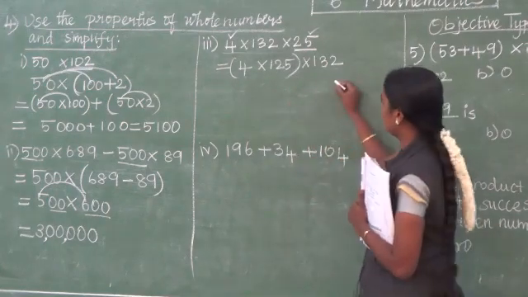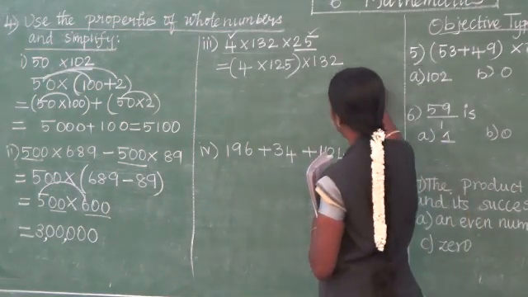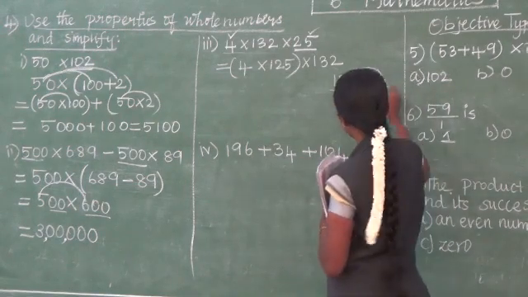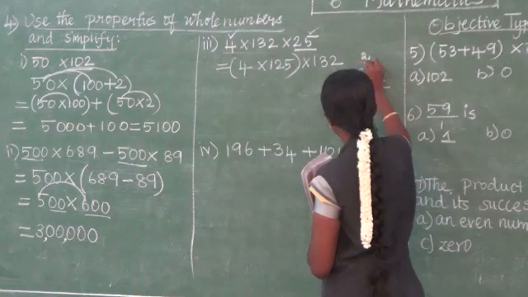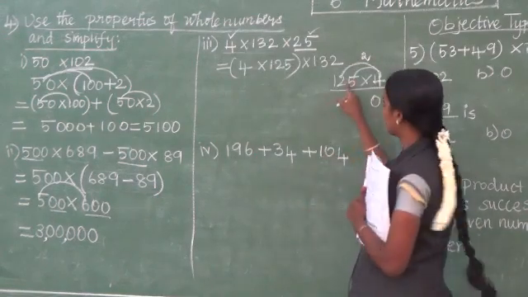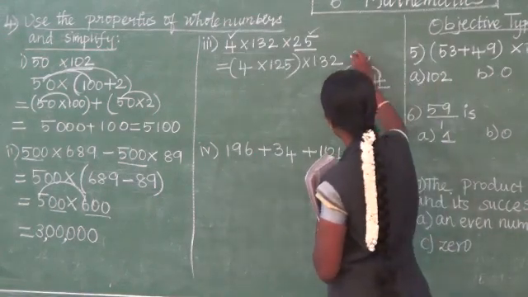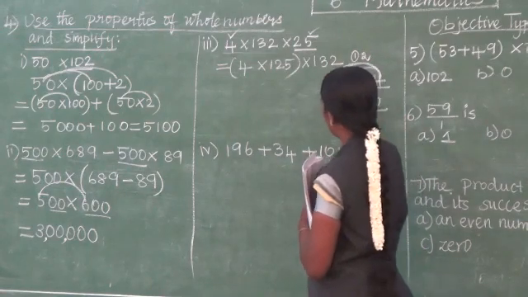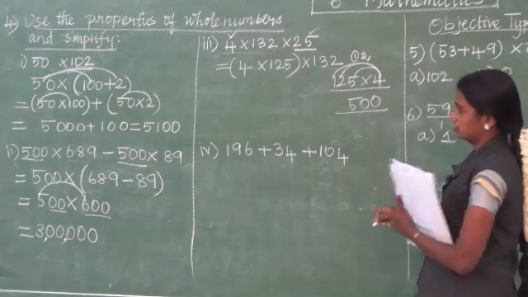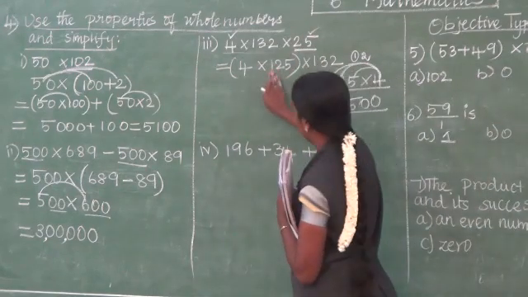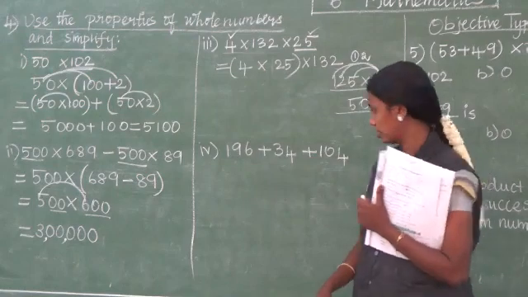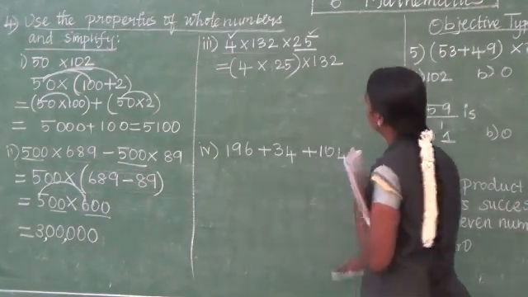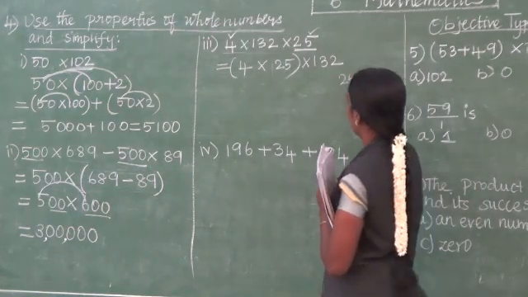Now multiply 25 into 4. 4 5s are 20, 0, remainder 2. 4 2s are 8, 8 plus 2 is 10, 0, remainder 1. 4 1s are 4, 4 plus 1 is 5. Sorry, not 125, it's 25. It's my mistake. The question is 25. 25 into 4.